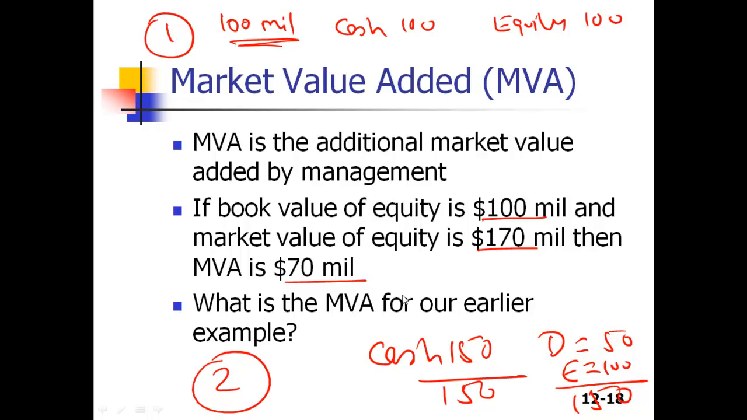But if 1 year later the market value of the company has gone up to 170 million, in other words, an external buyer is willing to pay 170 million for this company, then the management has added value. How much value have they added? Yeah, the market value add is 70 million.